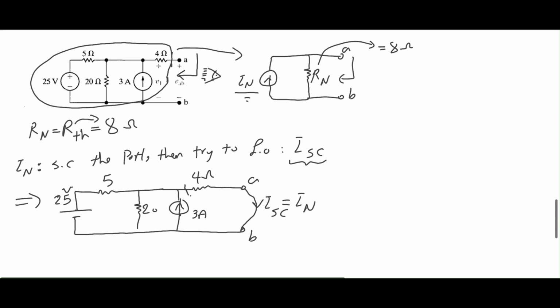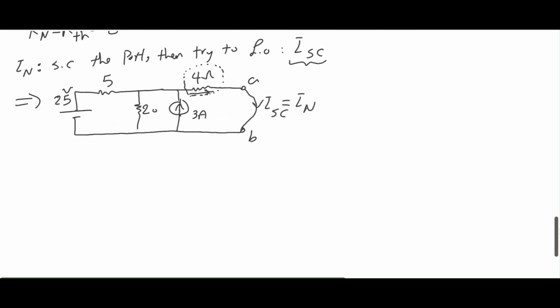And as you notice, this time I have included the 4 ohm resistor because the circuit is not open this time. It's actually short circuited. If I short circuit this port from here, then I need to figure out the current flowing into the 4 ohms as my Norton current. Okay, now let's try to figure out how we can solve this problem.